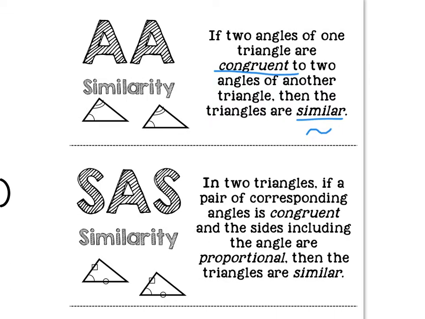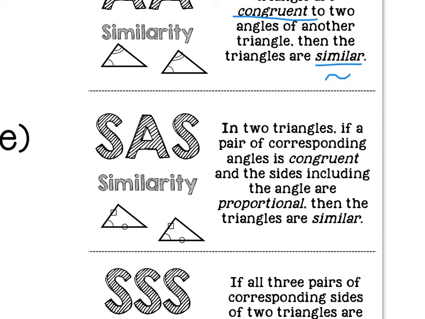Then we have side, angle, side. But unlike with congruent triangles, when I'm talking about these sides, it means something a little different. If in 2 triangles, a pair of corresponding angles is congruent, so we still need congruent angles, and the sides, including the angle, are proportional, then the triangles are similar. So we're not saying that these 2 blue sides are equal. We're saying that they are proportional, that they end up with the same ratio as these red ones.